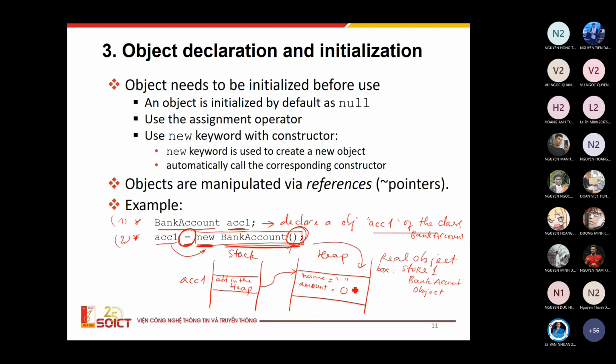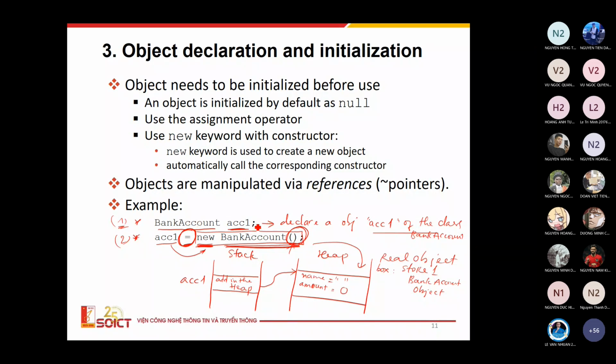Đối tượng thực sự, gồm các thông tin, ví dụ tên là gì, tổng số tiền bằng bao nhiêu, được lưu ở một vùng khác là vùng heap. Vùng trong stack chỉ lưu địa chỉ của vùng heap ấy mà thôi. Và câu lệnh đầu tiên này của chúng ta là một câu lệnh khai báo một đối tượng account 1 có kiểu là BankAccount.